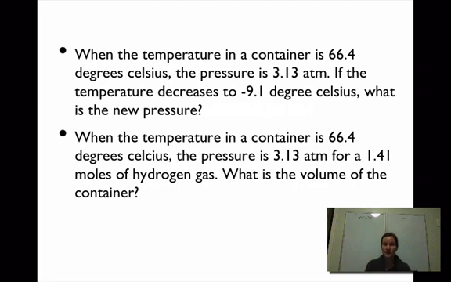So here are the two problems that were on the form. And we're either dealing with a combined gas law problem or an ideal gas law problem. I'm going to show you how I set up every problem and help you figure out how you will know which type of problem it is. Okay. So let's tackle the first one first.